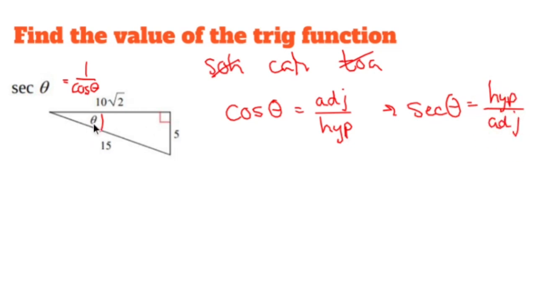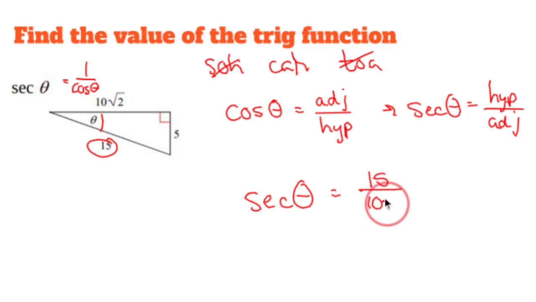Here's my theta, okay? The hypotenuse is given to us as 15, thank goodness. So secant theta is 15 over its adjacent side, which is 10 over root 2. Now, in a previous problem that I have on the old YouTube, I had to do Pythagorean theorem. This problem is a lot friendlier. Didn't have to worry about that.